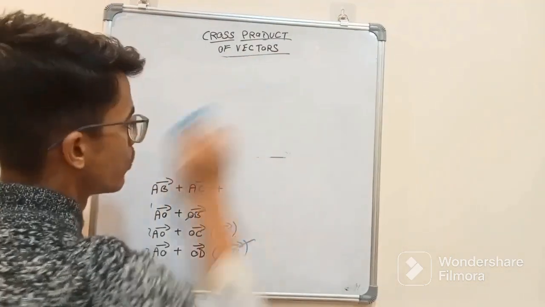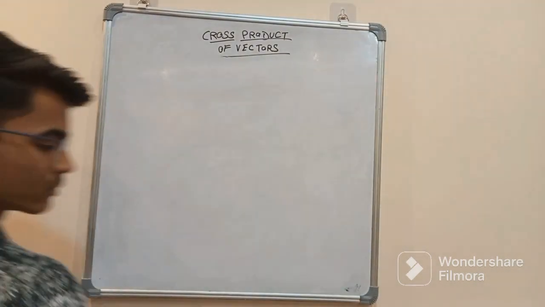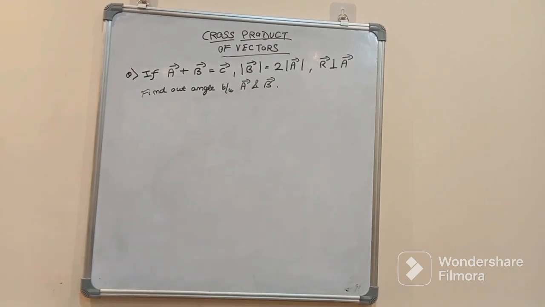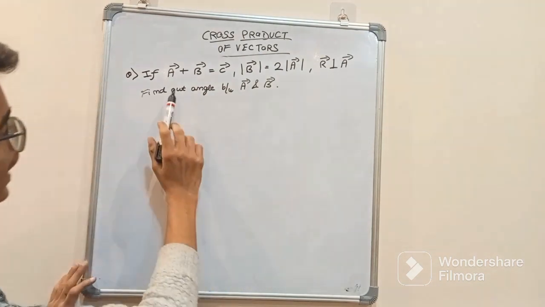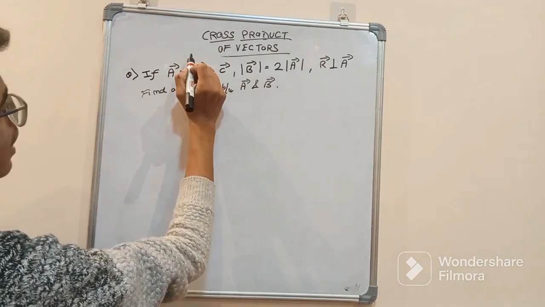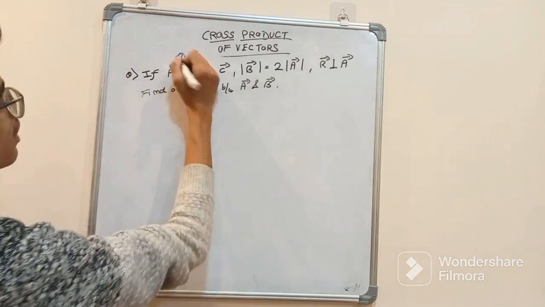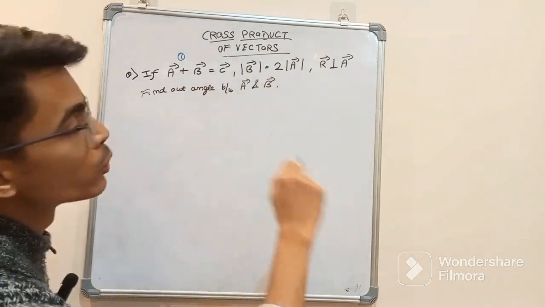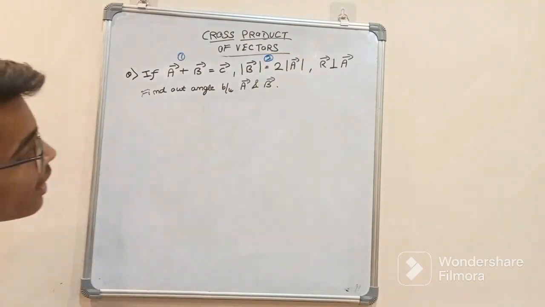Now, let's take one more question. So, this is our last question for the day. The question says, if A vector plus B vector is equal to C vector. This is our first information. Magnitude of B vector is equal to twice the magnitude of A vector. This is our second information.